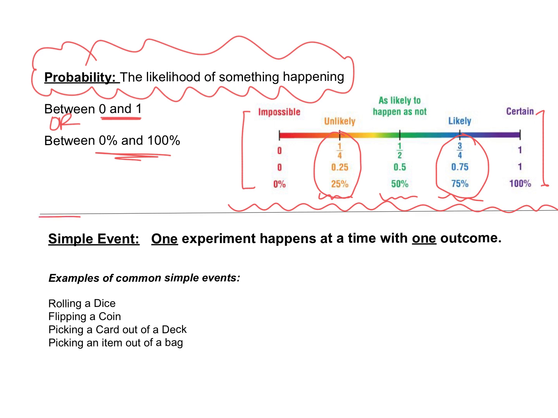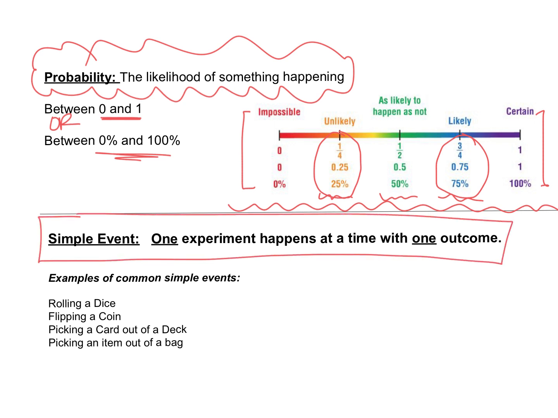A simple event is one experiment happening at a time with one outcome. So some examples of common simple events: rolling a die, flipping a coin, picking a card out of a deck, picking an item out of a bag, and many, many more things. But it's one thing happening. So one experiment, one thing, like rolling a die once would be the simple event. Picking a card out of a deck one time would be the simple event. And then whatever that outcome is.